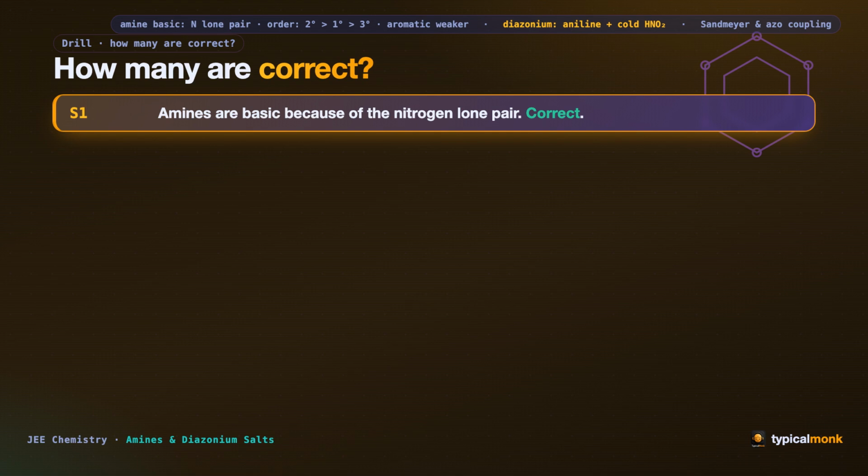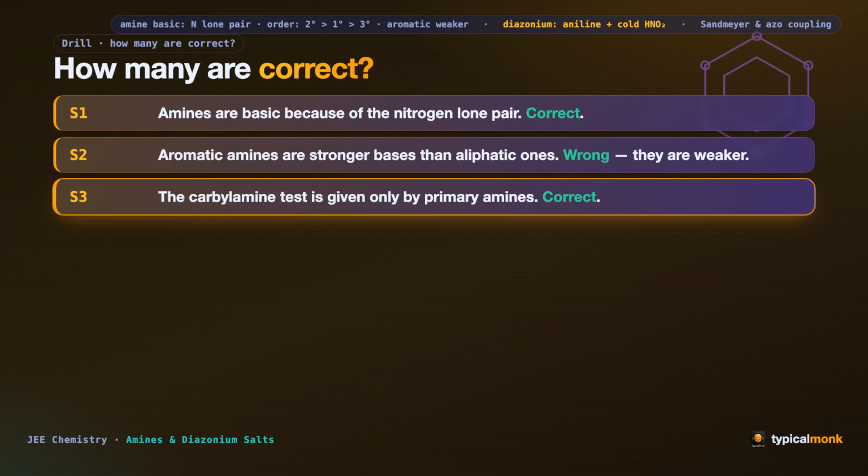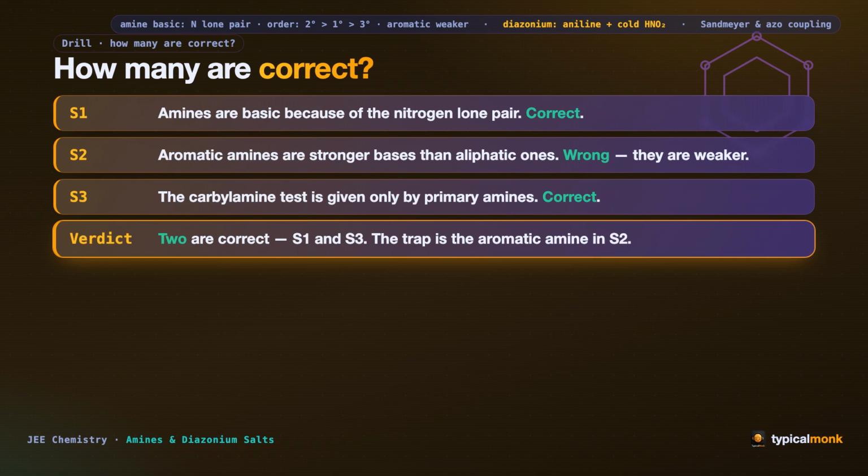Now, how many of these statements are correct? Statement 1. Amines are basic because of the nitrogen lone pair. Correct. Statement 2. Aromatic amines are stronger bases than aliphatic ones. Wrong, they are weaker. Statement 3. The carbylamine test is given only by primary amines. Correct. So the answer is 2 are correct: statements 1 and 3. The trap is the aromatic amine in statement 2.